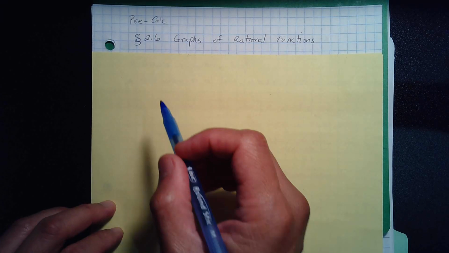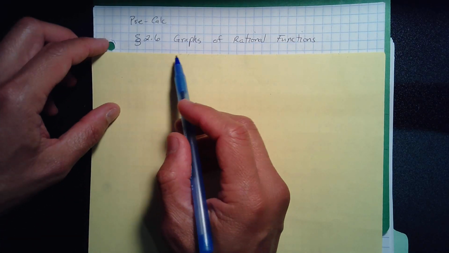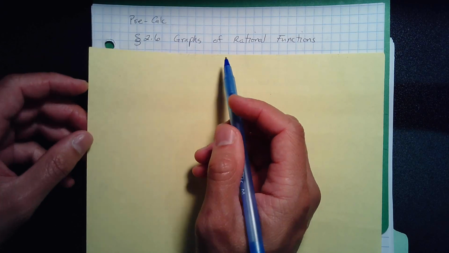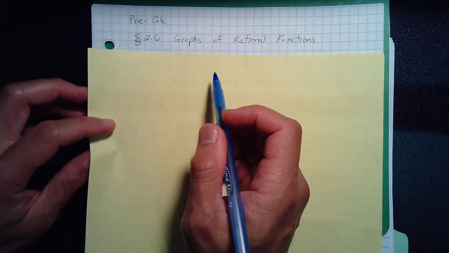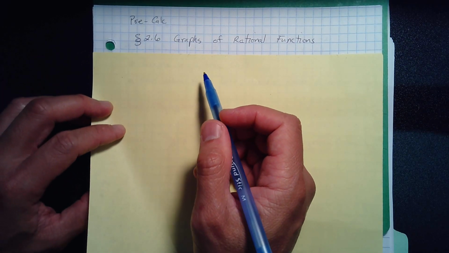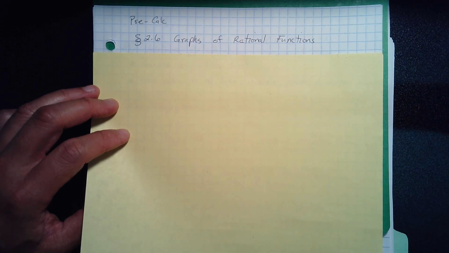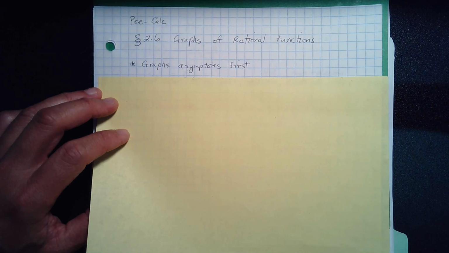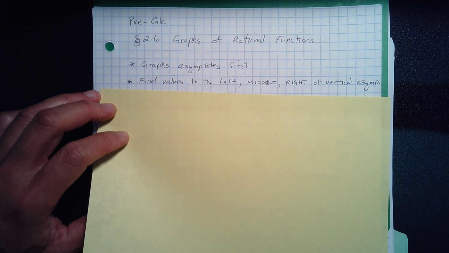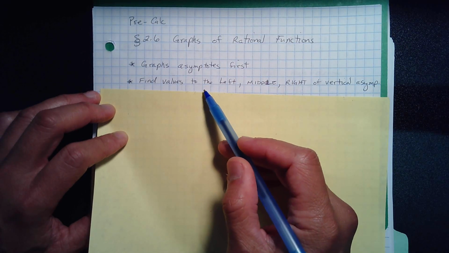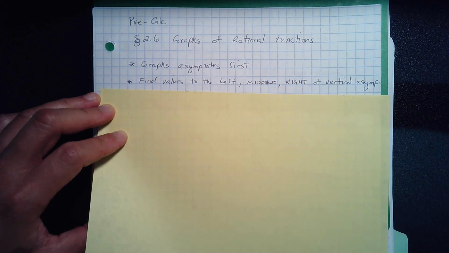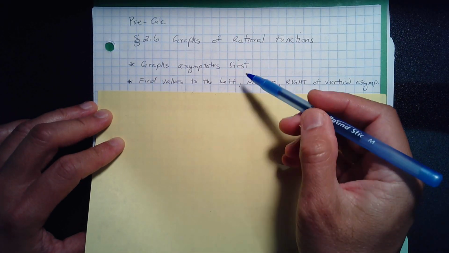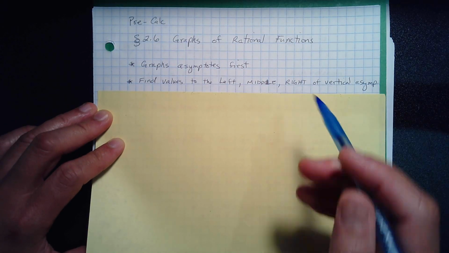Hello students, today we're going to learn section 2.6, graphs of rational functions. Now the key to graphing a rational function is we have to identify the asymptotes. So graph asymptotes first. Asymptotes are like boundaries. Then find the values to the left, middle, and right of vertical asymptotes. So these are the two key parts when graphing rational functions.